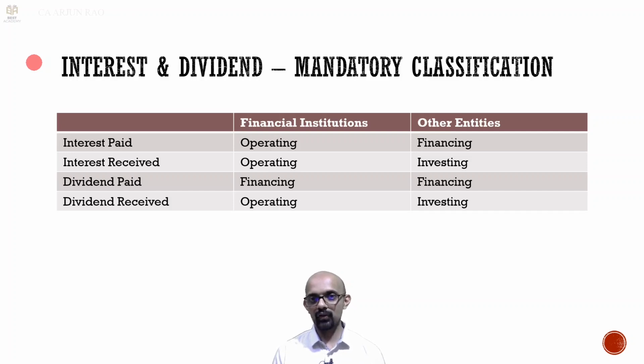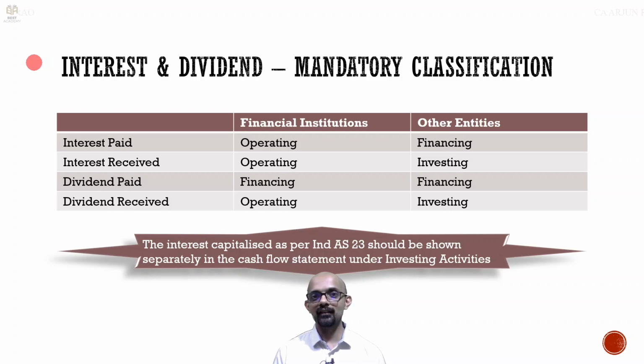Now, what if you have paid interest on a qualifying asset and that interest is capitalized as per Ind AS 23? That interest paid will be shown as investing only, okay, because it is capitalized. Ind AS 23 here overrides, fine. So, interest capitalized as per Ind AS 23 should be shown separately under investing activities.